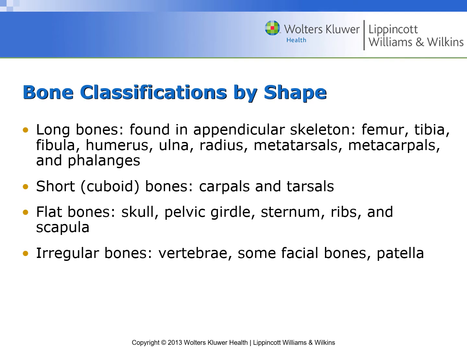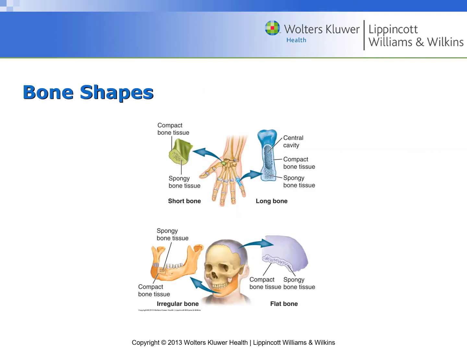We have the flat bones, which are found in the skull, the pelvic girdle, the sternum, the ribs, and the scapula. And we also have irregular bones. This is the vertebrae, some facial bones, and the patella. And here we see illustrated how bones are classified according to their shape, which could be short bones, long bones, irregular bones, or flat bones.